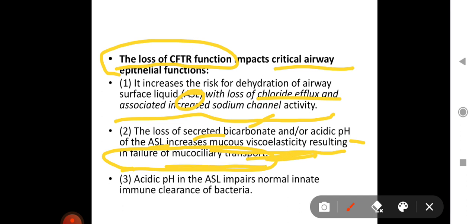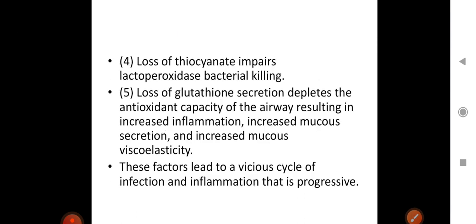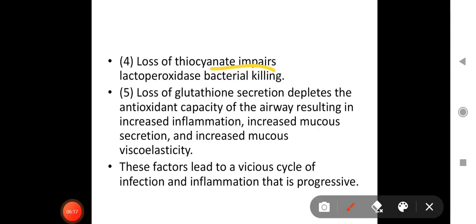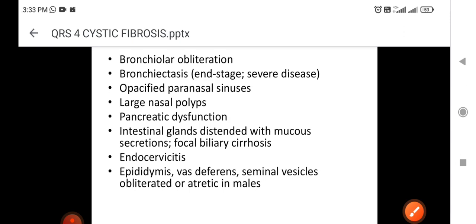So acidic pH in the ASL impairs normal innate immune clearance of bacteria. So mucus impaction and then overgrowth of bacteria may occur in that place. Loss of thiocyanate also impairs lactoperoxidase bacterial killing activity, and loss of glutathione secretion depletes the antioxidant capacity of the airway, resulting in increased inflammation, increased mucus secretion, and increased mucus viscoelasticity. So all these factors lead to a vicious cycle of infection and inflammation, which is progressive in nature.